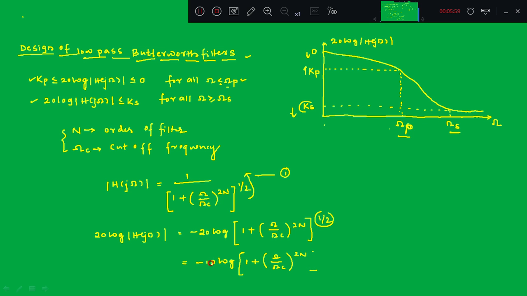Now let us apply these specifications over here in order to get the order of the filter n as well as the cutoff frequency omega c. We have to derive an expression for n as well as omega c by making use of these two frequency specifications. I will write this equation in the next slide.